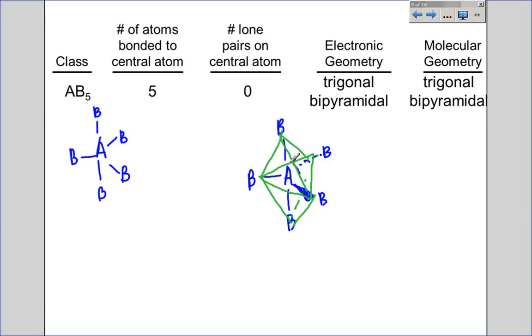Now just to note, you don't need to draw what I've drawn in green. I'm just trying to help you visualize the 3D picture. Now the angles in the equatorial plane are 120 degrees, because this is like a trigonal planar geometry with one atom coming up from the trigonal plane and the other atom coming down from it. And so the angle between the axial and the equatorial plane is 90 degrees.